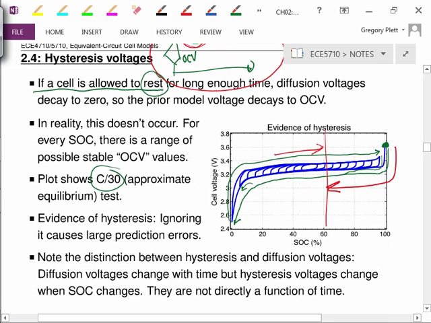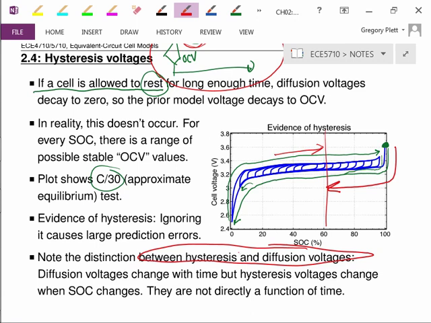So there's a big distinction between hysteresis and diffusion voltages, in that if I allow the cell to rest, the hysteresis voltage does not change. It remains constant. Whereas if I'm talking about diffusion voltage and I allow the cell to rest, that diffusion voltage will decay to zero after a period of time. So a diffusion voltage is a function of time, whereas a hysteresis voltage is in some sense a function of SOC, and in particular it's a function of how the state of charge has been changing recently.